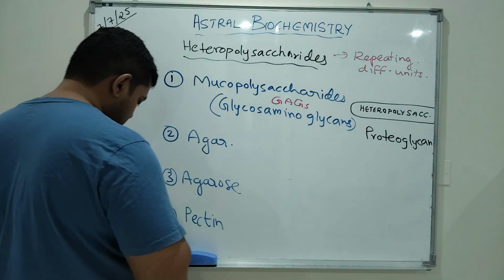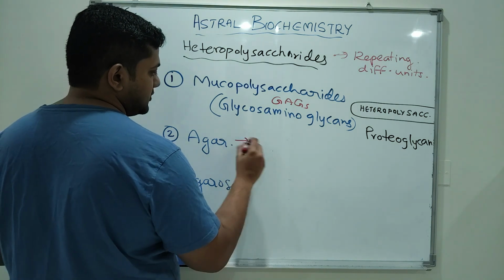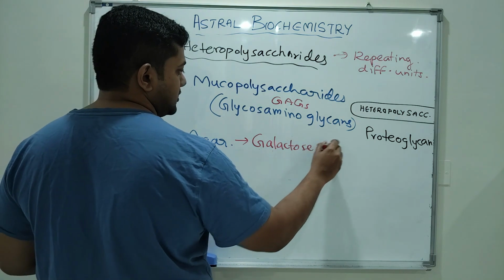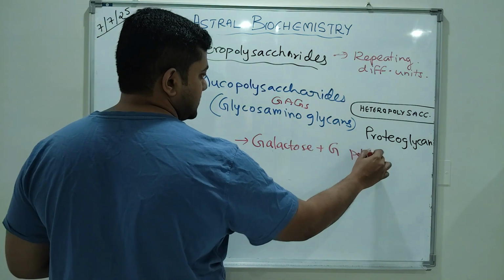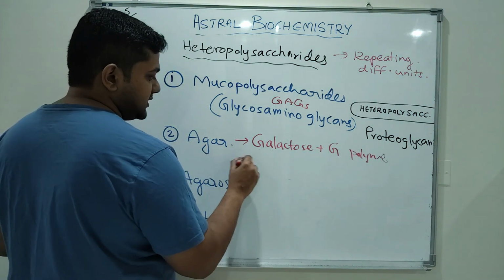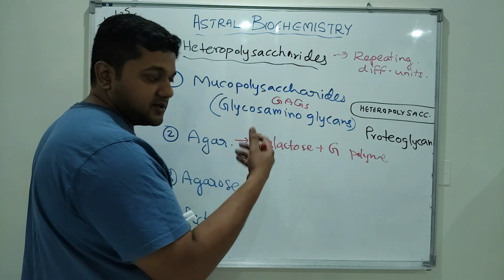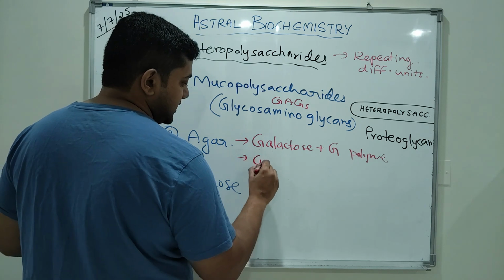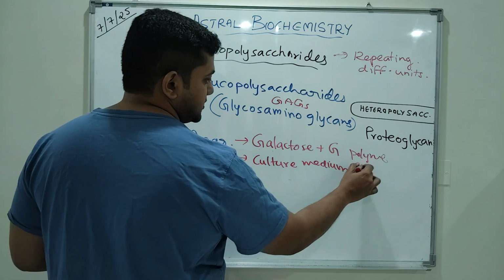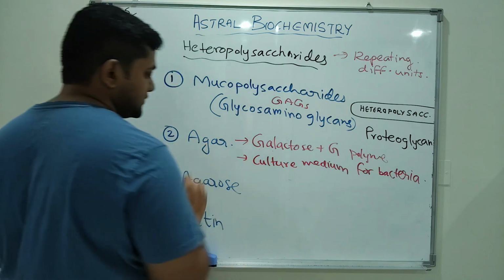Now coming to agar. Agar is a repeating unit of galactose and glucose, a polymer of galactose and glucose. Agar is usually used as a medium, agar medium. You will study later next year in microbiology that it is used as a culture medium for bacteria. So this is the main application of agar.